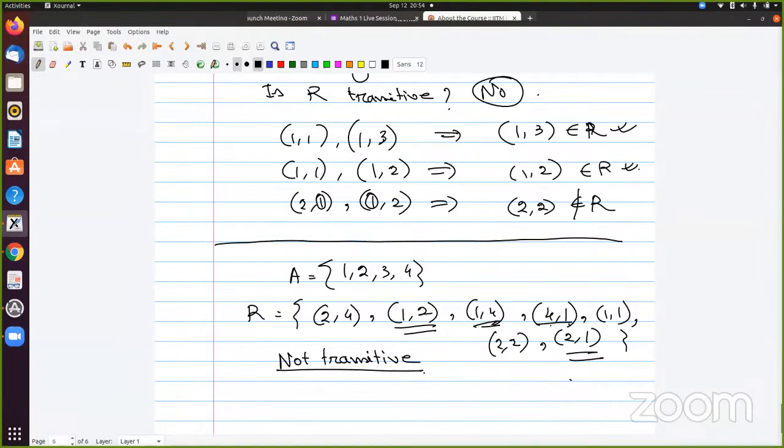Sir, it need not be sequential, right? It need not be continuous, like next to next set. We don't have to compare in order. It can be anywhere, right? Exactly. We just need to find out whether the relation is transitive.